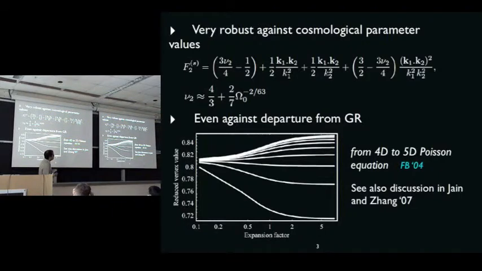This is even true when you explore models that depart from GR. So now I'm going to present naive calculations, and so you should not.